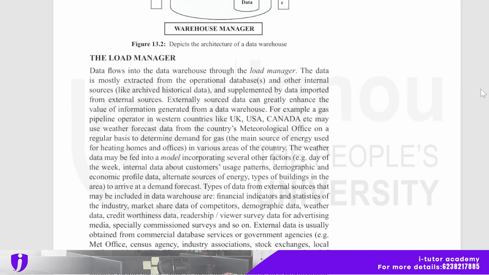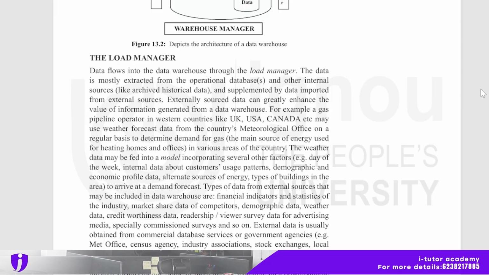And the types of data from external sources that may be included in a data warehouse are financial indicators and statistics of the industry, market share data of competitors, demographic data, weather data, credit worthiness data, and readership or viewer survey data for advertising, media, specially commissioned surveys, and so on.